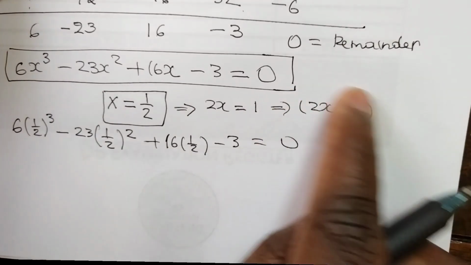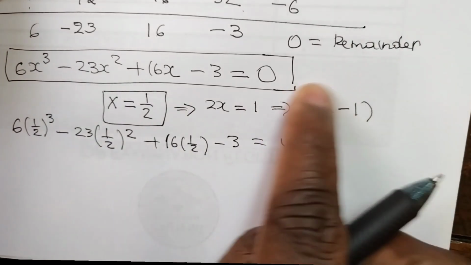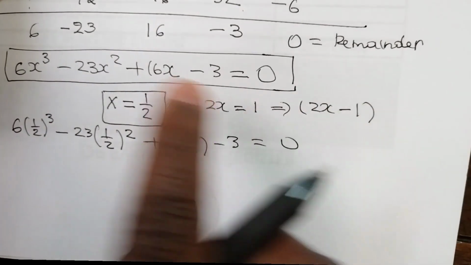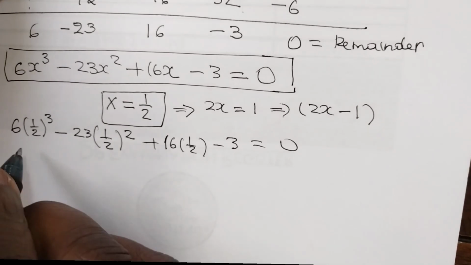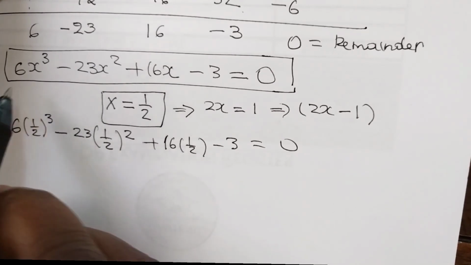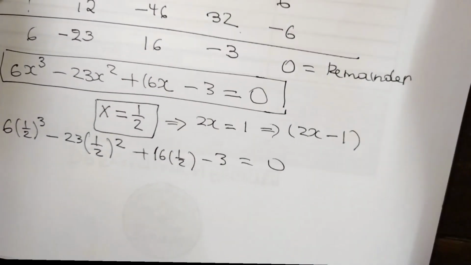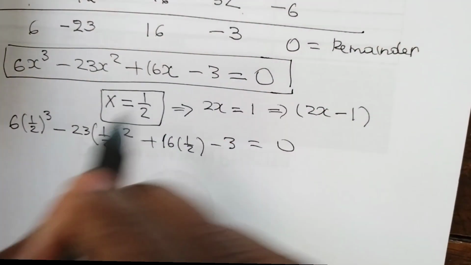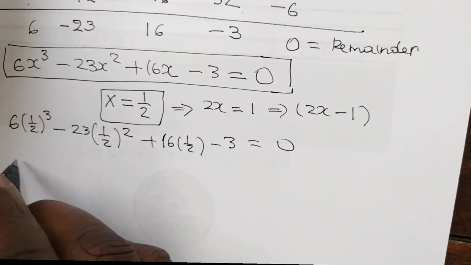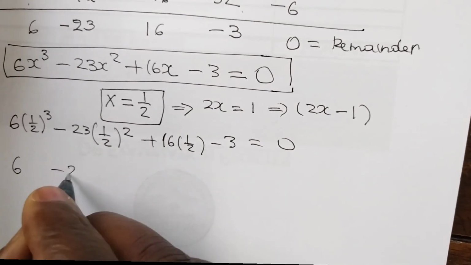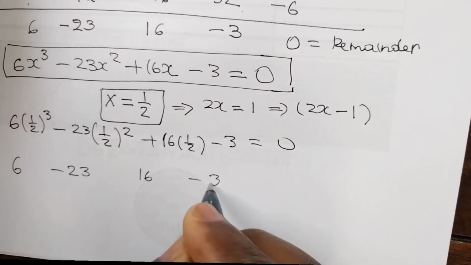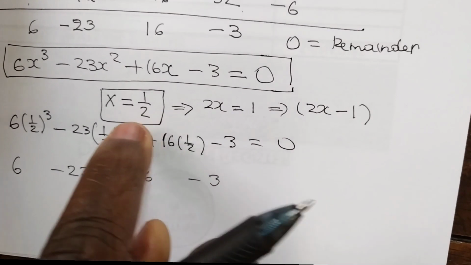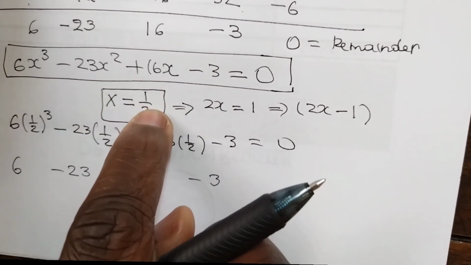We are going to take this binomial, and then we use it to divide the cubic equation. So we are going to have this. We use the same method. We list all the coefficients of the cubic equation right here. So the first coefficient is 6, then minus 23, then positive 16, then minus 3. Ladies and gentlemen, we are going to take the root here, x equals 1 over 2.